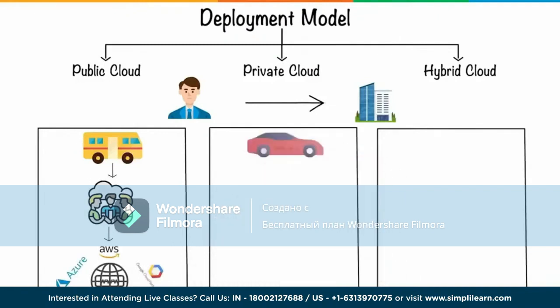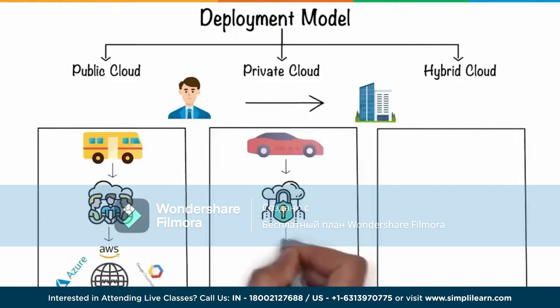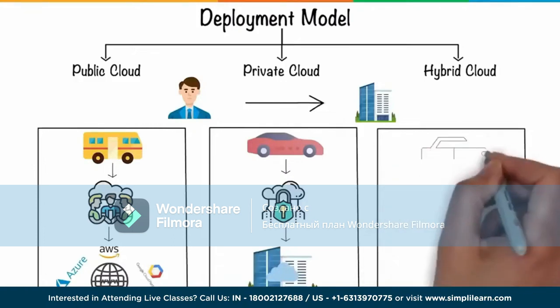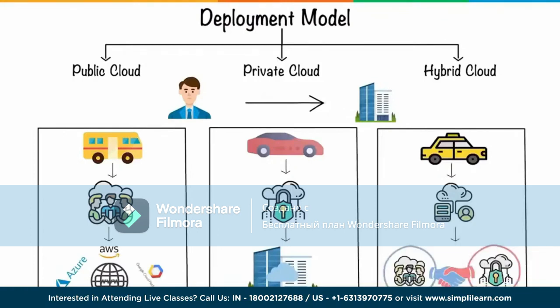Two, then you have the option of using your own car. This represents the private cloud. With the private cloud, the cloud infrastructure is exclusively operated by a single organization. This can be managed by the organization or a third party. And finally, you have the option to hail a cab. This represents the hybrid cloud. A hybrid cloud is a combination of the functionalities of both public and private clouds.